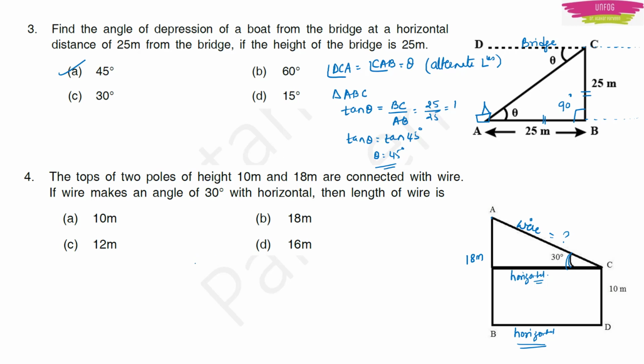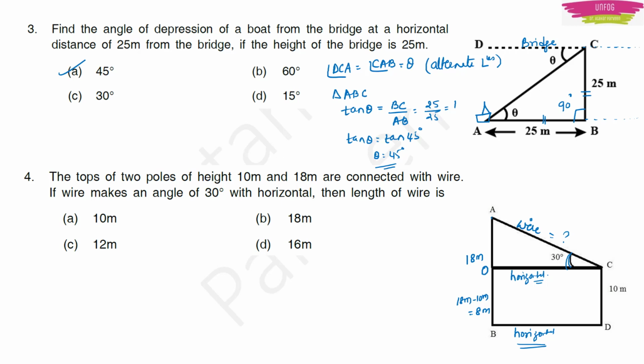Okay. Anyway, now AB and CD are the poles, and AB will be 18 meters and CD will be 10 meters. Then in that situation, if I write this as O, what will this O be? This will be 18 meters minus 10 meters, meaning it will be 8 meters, right? OB will be 8 meters, right?